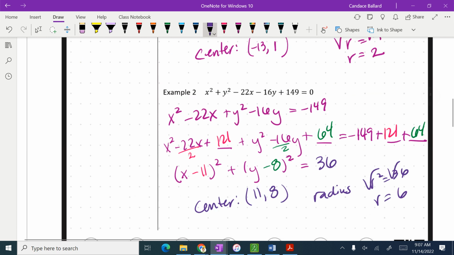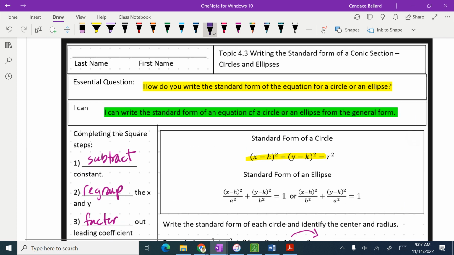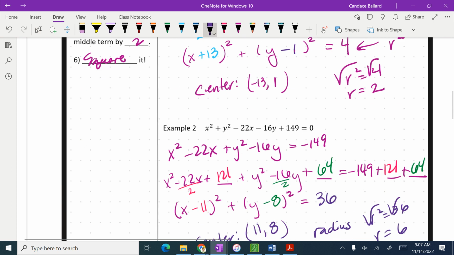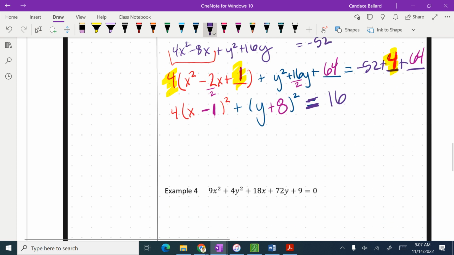Okay. What is an ellipse supposed to be equal to? 1. So in order to get it into standard form, I have to be equal to 1. Am I equal to 1 yet? No. So the secret to getting it equal to 1 is either I would have to subtract 15, which would be weird. Or don't I have to divide by that number? So I'm going to divide everything by 16.